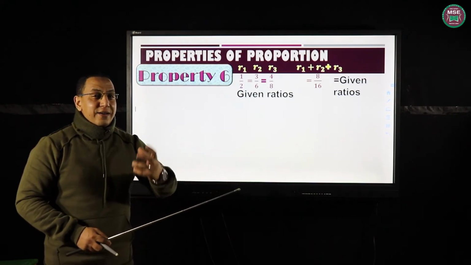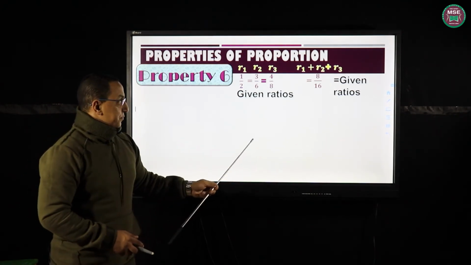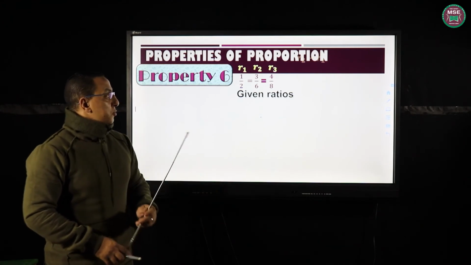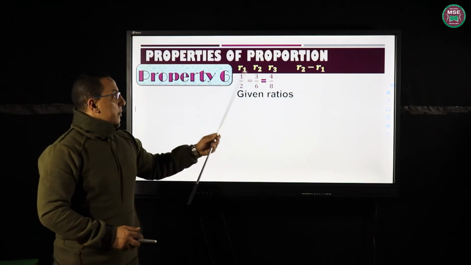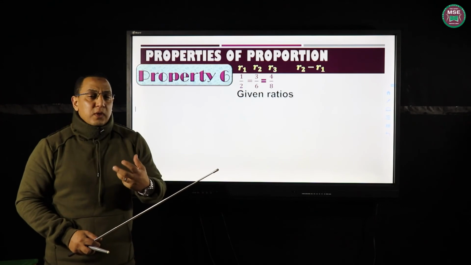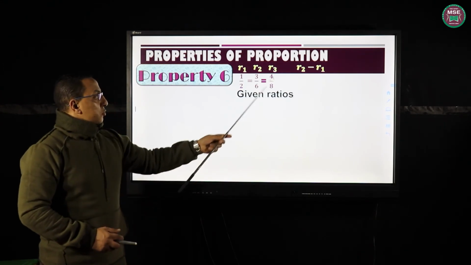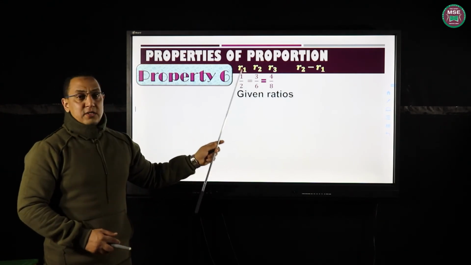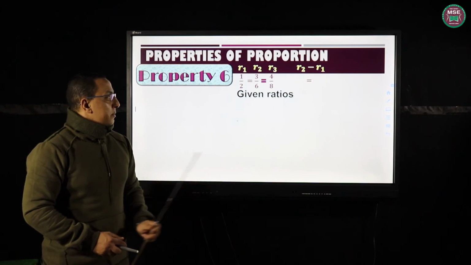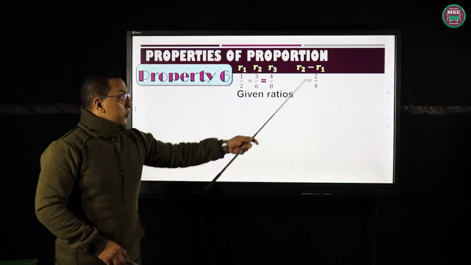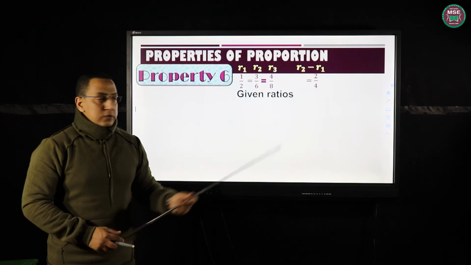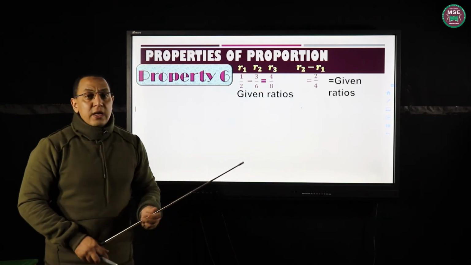I'm going to make another change. How come? I'm going to subtract R2 minus R1 and we are going to see what will happen. Okay, R2 minus R1, 3 minus 1 and 6 minus 2, it will be like this, 2 over 4. 2 over 4 equals 1 over 2. So 2 over 4 is equal to the given ratios.